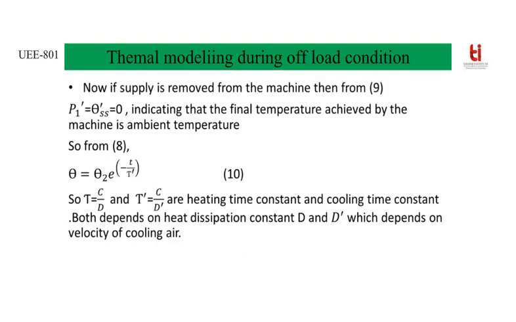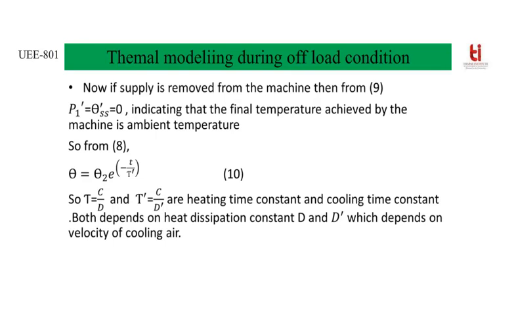If supply is removed from the machine, that means the source is disconnected, then P1 dash obviously will be equal to 0, because P1 dash is heat developed inside the machine. As the source is not there, P1 dash is 0. Subsequently, theta ss dash is equal to 0. This indicates that the machine has achieved ambient temperature. Putting P1 dash and theta ss dash equal to 0 in equation number 8, we get theta is equal to theta 2 e to the power minus t by tau dash.